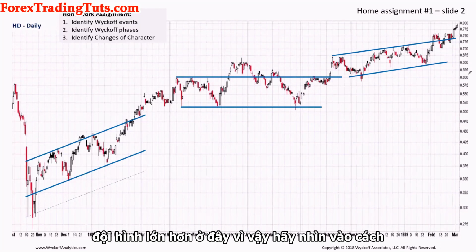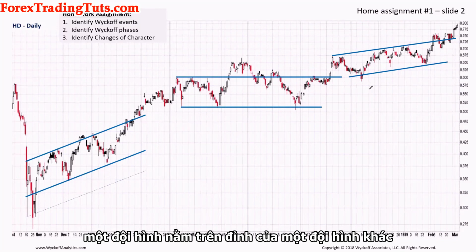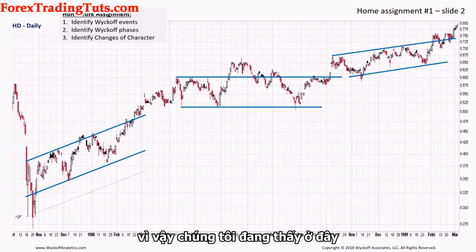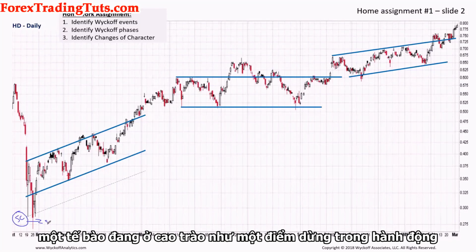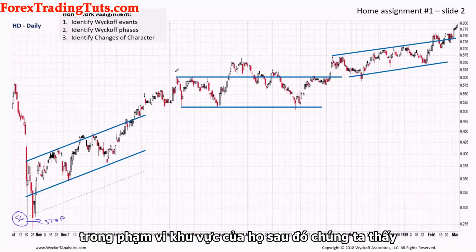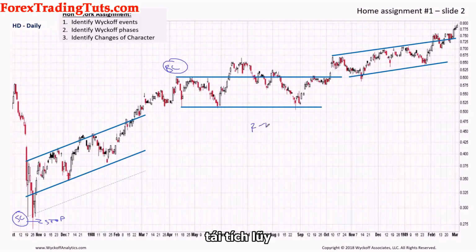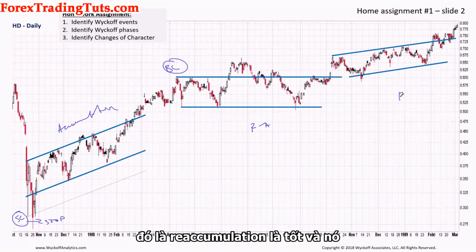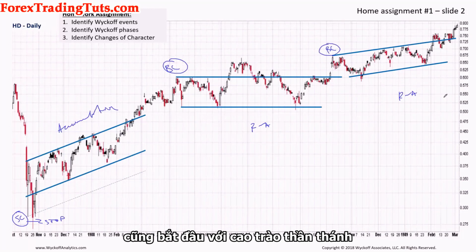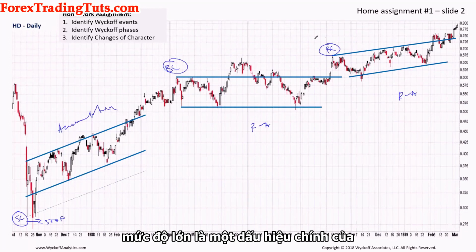So look at how one formation is on the top of another. So we are seeing here a selling climax as a stopping action in the original range. Then we see a buying climax as a stopping action for the reaccumulation. And then we're seeing another formation, which is reaccumulation as well. And it starts also with the buying climax, but on a higher magnitude level, that was a major sign of strength that we've just discussed.